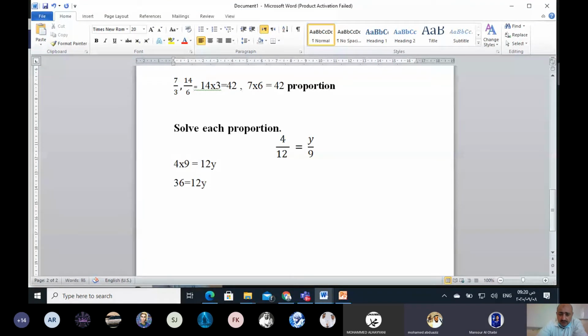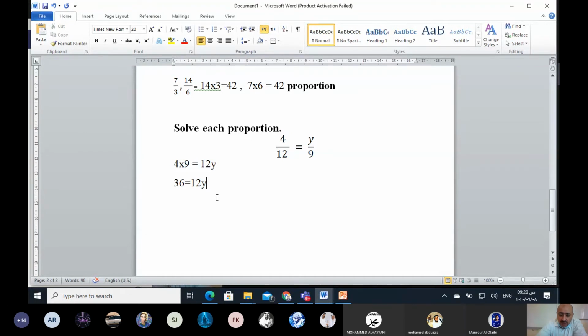Great. So, Mr., I have another way to do it easily. The first step, do a cross product. Take 4 multiplied by 9. 4 multiplied by 9 equals 36, and 12 times y equals 12y. Now 4 times 9 will be 36 equal 12y.